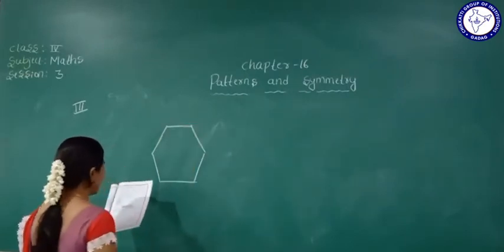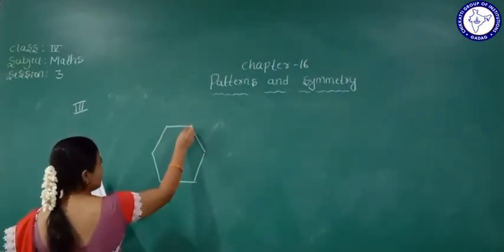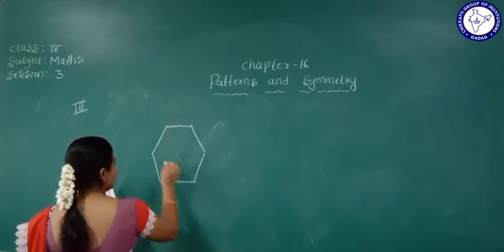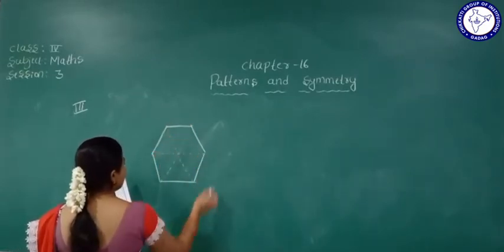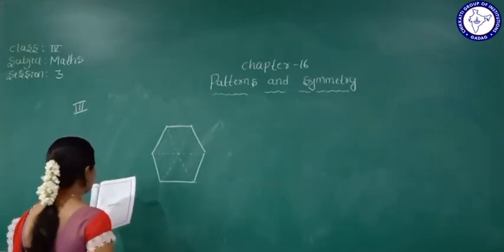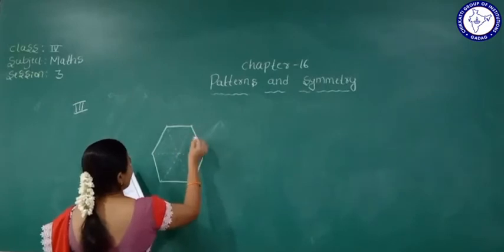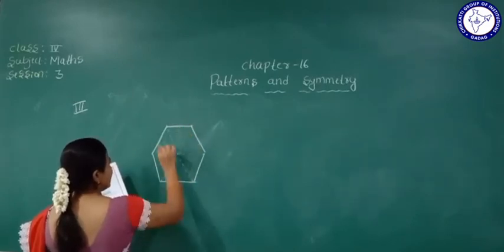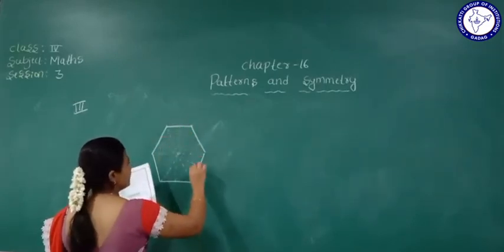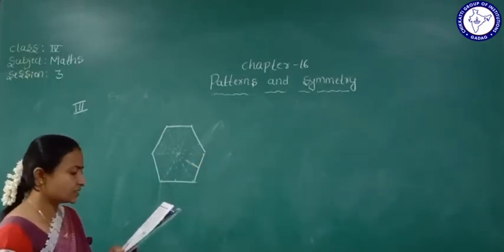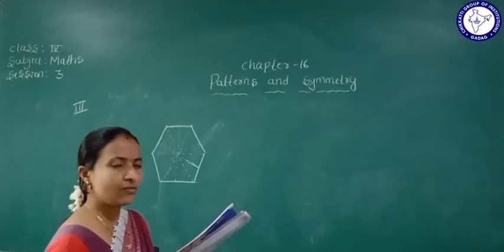Yes, so how many lines of symmetry does it have, students? 1, 2, 3. It means here we can see how many lines of symmetry it has. 3 here, 4, 5, 6. The sixth line of symmetry. Understood? Okay, a hexagon has six lines of symmetry.